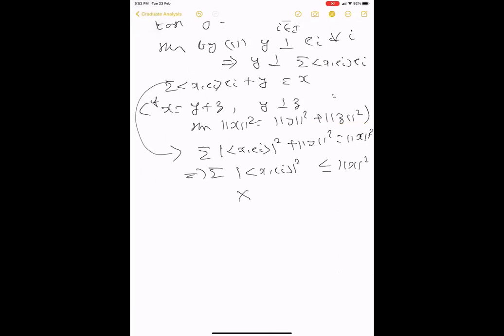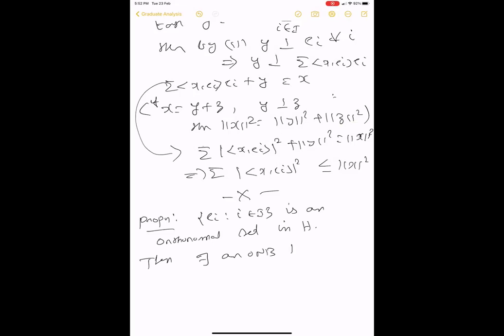So let me prove this. The following, then it will all be clear. This is just a lemma, maybe a proposition. Let me use proposition. This is Zorn's lemma. So if e_i, i in I, is an orthonormal set in H, then there exists an orthonormal basis, I call it e_j, j in J, with J containing I. That means it contains e_i.